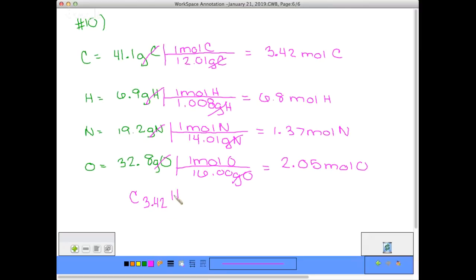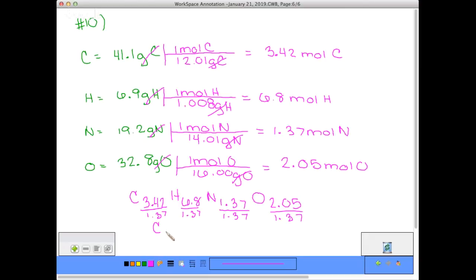So if we do this, my empirical formula is C3.42, H6.8, N1.37, and O2.05. And again, we have all these different compounds. This one's a little bit more complicated, obviously, because we have 4 different elements that we're dealing with, but we're still going to divide by the lowest one. So I'm going to divide each one by 1.37, since that is my lowest number of moles. So I want my nitrogen to end up being 1 if I can.